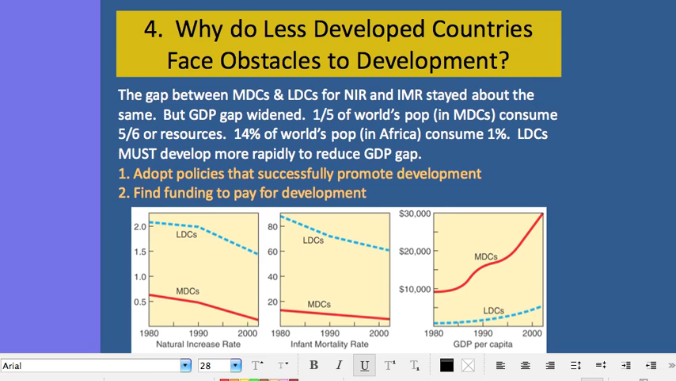So if LDCs are going to develop, they must develop much more rapidly to reduce that GDP gap. So Rubenstein suggests that there are two ways that they can promote that development. One is to adopt policies and strategies that would help them successfully promote development, and the other way is that they need to get money. They need funding to pay for that development. So that's what we'll be looking at.